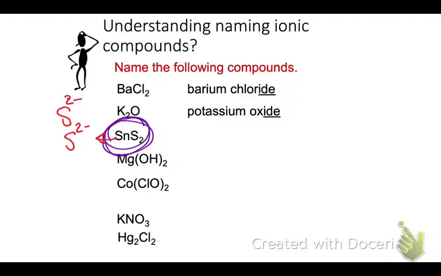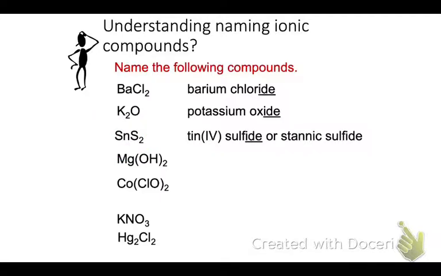These 2 sulfurs were balanced by 1 tin. So that tin should have a +4. So now the name will be what? The name of this ionic compound will be tin(IV) sulfide, or stannic sulfide.